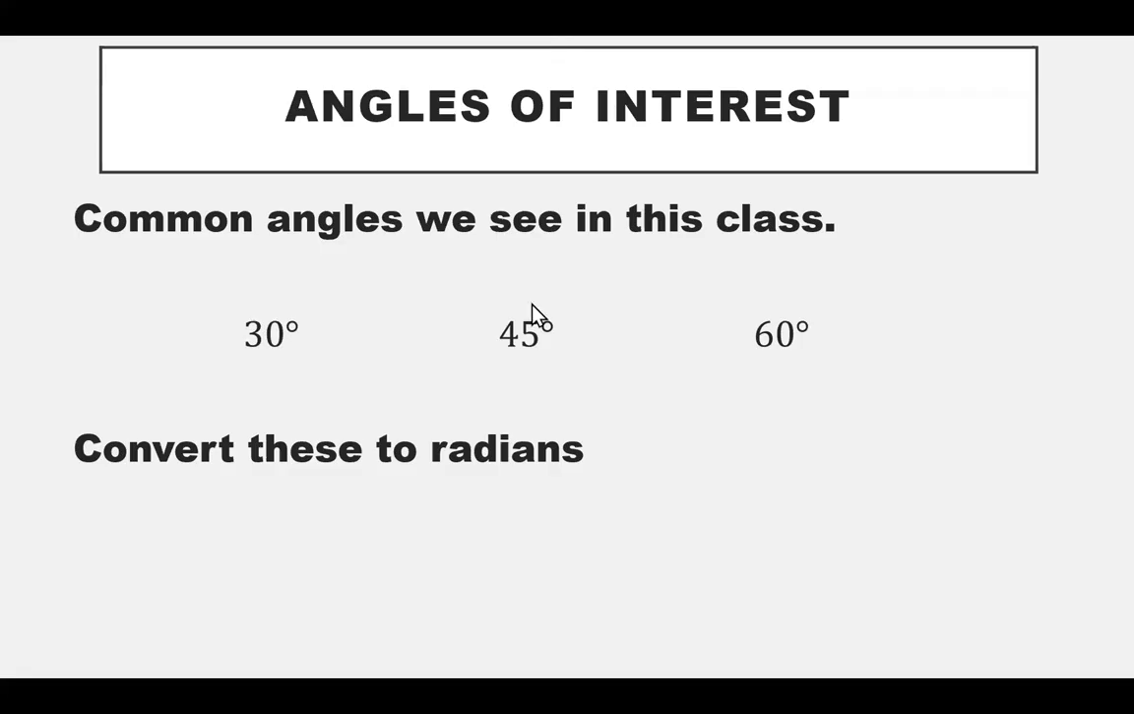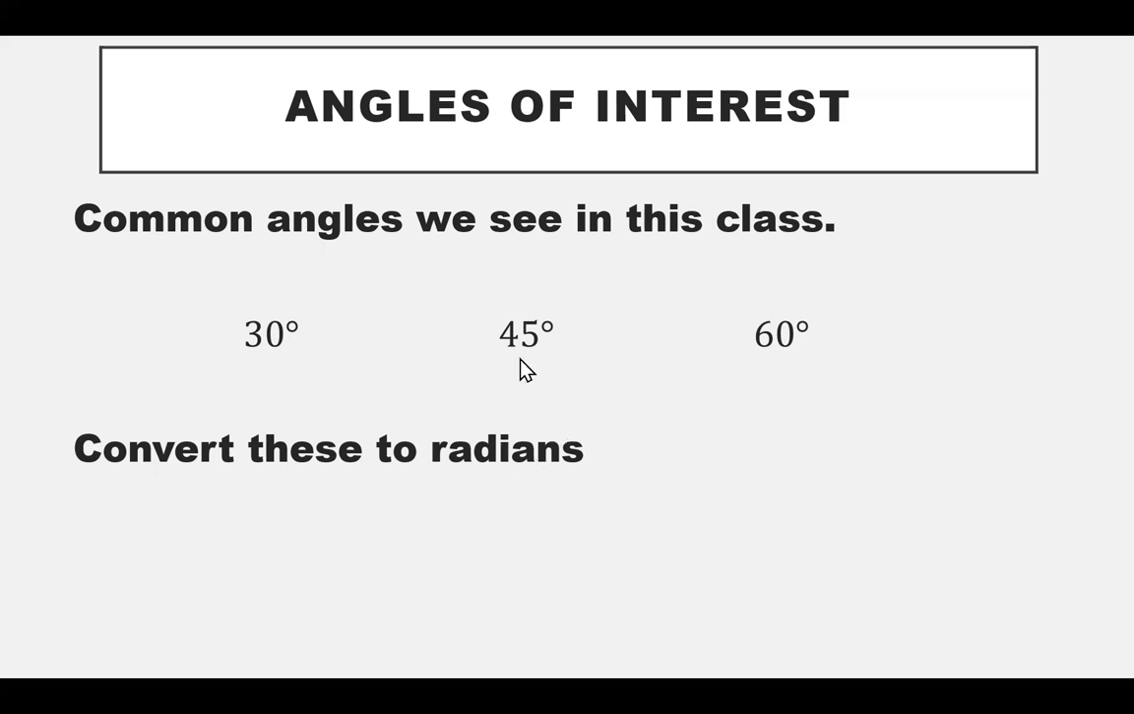Now, 3 other angles of interest are our 30-degree angle, our 45-degree angle, and our 60-degree angle. These are common angles that we're going to use a little bit later on in some of the other sections. Because they're kind of important, I'm going to convert these all into radian measures just so that we have that down. So let's go ahead and convert 30 degrees, 45 degrees, and 60 degrees to radians.